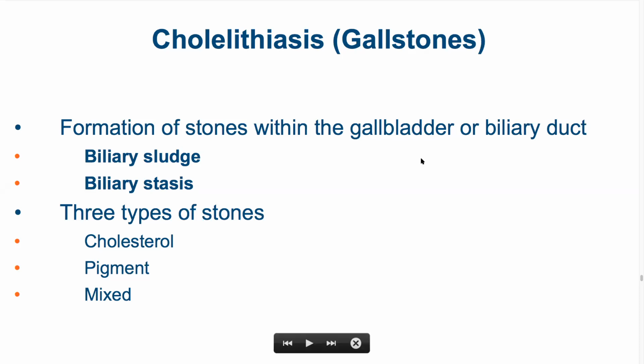Cholelithiasis, or gallstones, is the formation of stones within the gallbladder or biliary duct system, and is one of the most common medical problems leading to surgery. There are basically three types of stones: a cholesterol stone, a pigment stone, and a mixed stone. Cholesterol is a major component of the bile and is normally kept in solution by bile acid, lecithin, and phospholipids. However, when bile is supersaturated with cholesterol, it can crystallize and gallstones are formed.